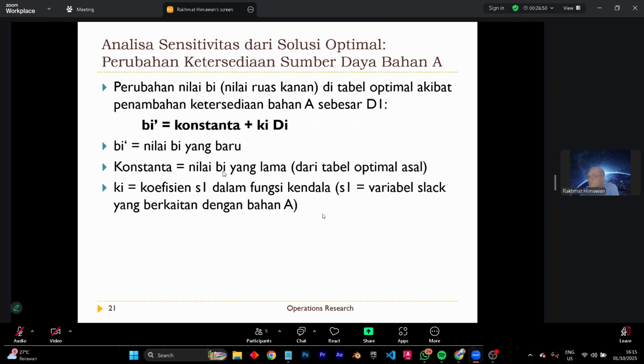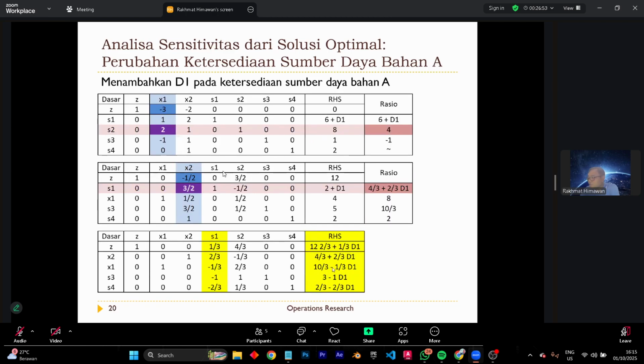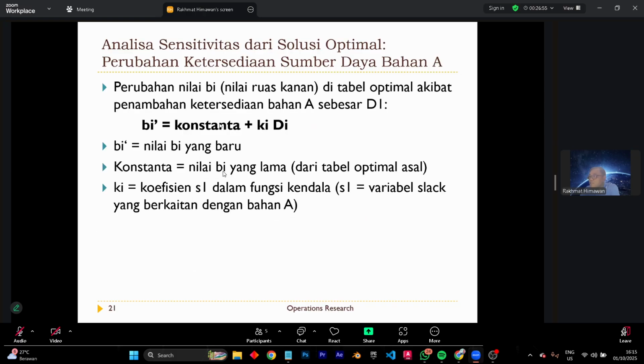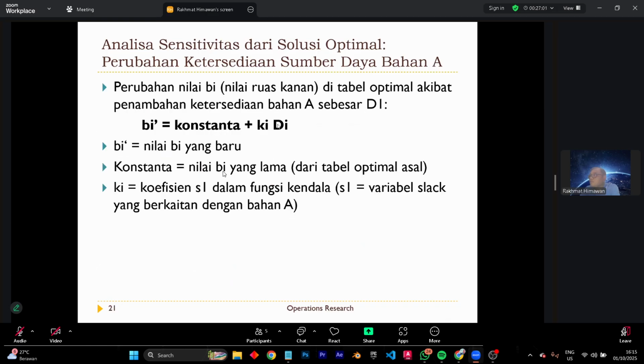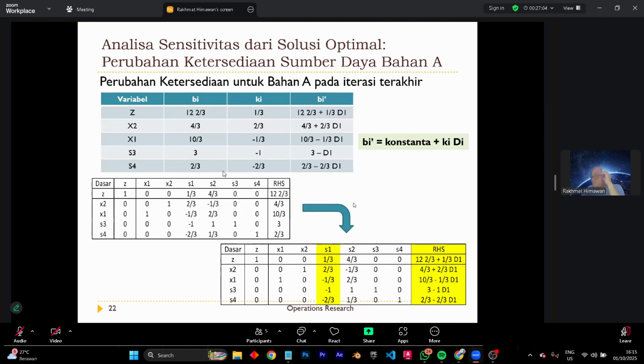The new constant is the old RHS plus K, which is the coefficient of S1, multiplied by D1, like this. And now this is to know the range. You get everything in here, all the right-hand sides you can see have to be greater than or equal to 0. The minimum value of RHS should be 0 or greater.